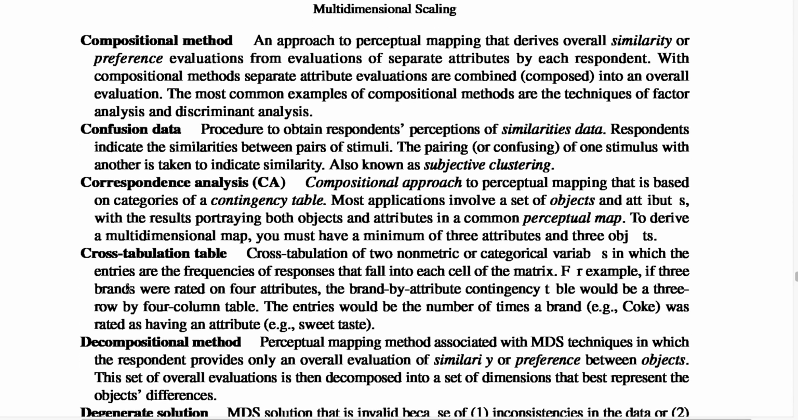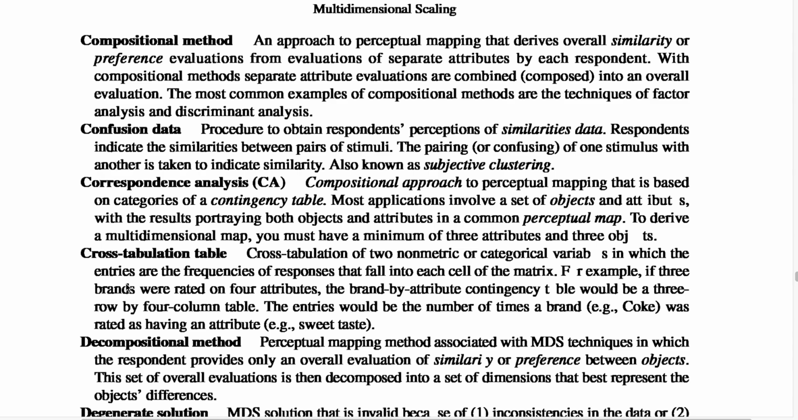Compositional method, an approach to perceptual mapping that derives overall similarity or preference from evaluations of separate attributes by each respondent. With the compositional method, separate attribute evaluations are composed into an overall evaluation. The most common examples of the compositional method are the techniques of factor analysis and discriminant analysis.